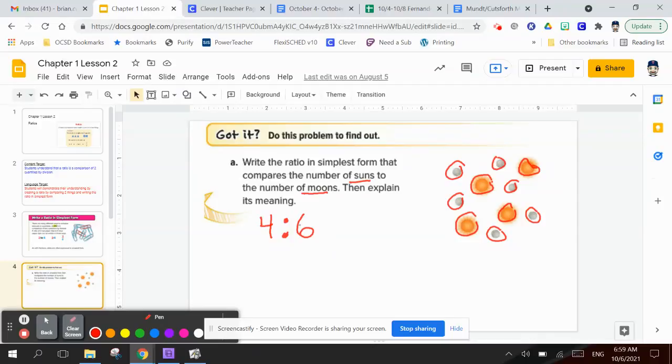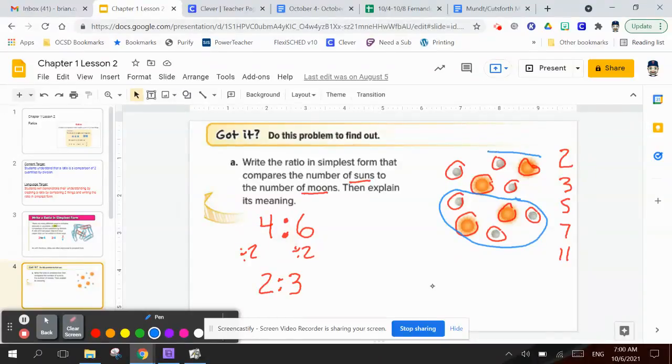So now I need to put that in simplest form. Is there a common factor that goes into both 4 and 6? So if I use my numbers that we did last chapter of 2, 3, 5, 7, and 11, 2 goes into all even numbers. Well, both 4 and 6 are even. So if I divide each of those by 2, 4 divided by 2 is 2. 6 divided by 2 is 3. So the ratio is for every 2 suns, there are 3 moons.